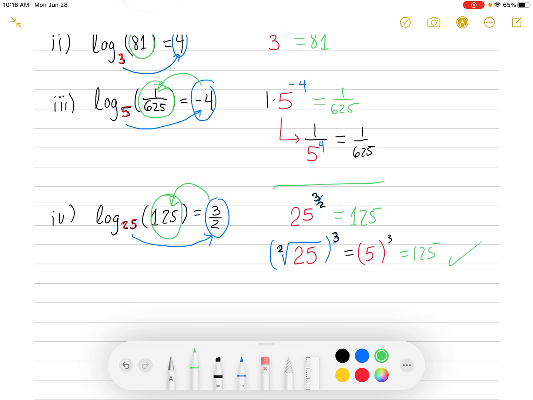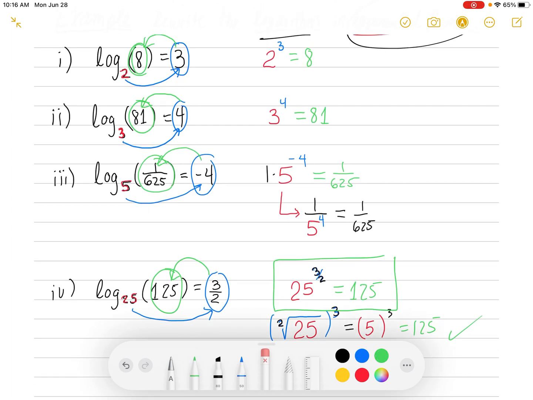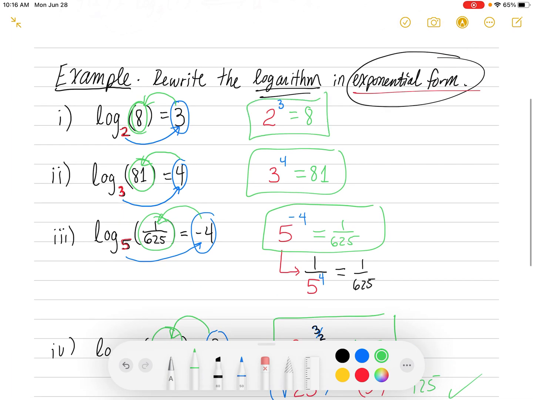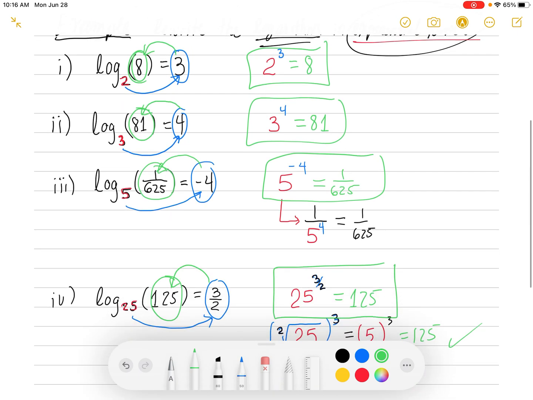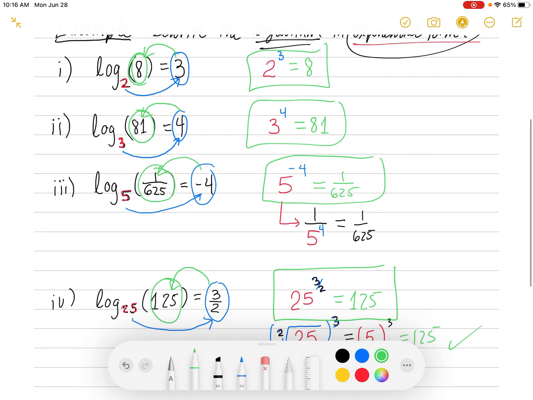If you actually think about this, first you do the square root of 25. The square root of 25 is 5, right? And then you would cube that, and you would in fact get 125. So it would check out. But this is how you write it in exponential form. I'm going to put them all in boxes, the exponential forms. So those are just the alternative forms to write the logs.